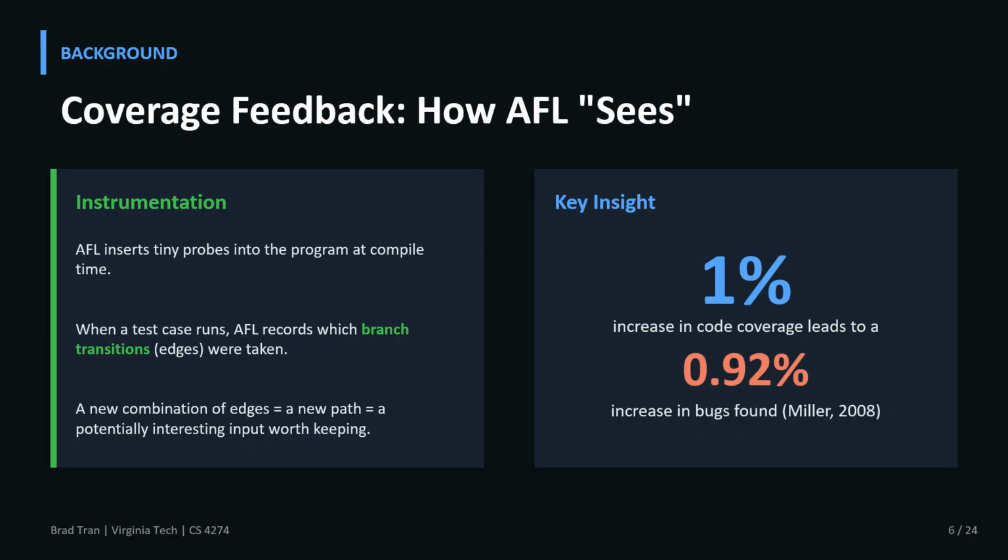Why does this matter? There's a well-cited result from Charlie Miller showing that a 1% increase in code coverage corresponds to roughly a 0.92% increase in bugs found. Coverage and bug discovery are strongly correlated, which is why maximizing path coverage is the central optimization target for these fuzzers, and the target that EcoFuzz is designed to optimize.